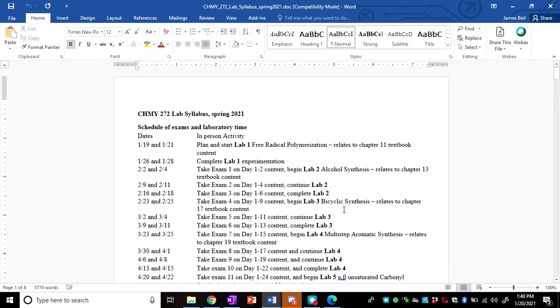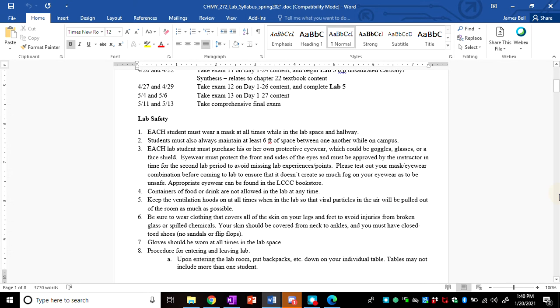All right, well, let's talk quickly about the lab syllabus then. Here's the lab schedule repeated. The biggest thing about lab is safety. We want to be COVID safe as much as we possibly can, and we want to keep ourselves safe from any unnecessary exposure to chemicals.